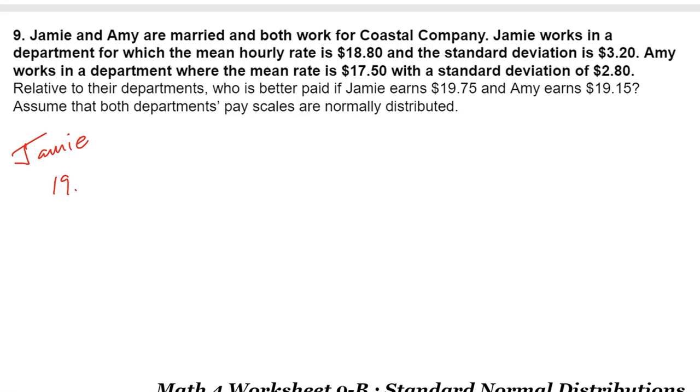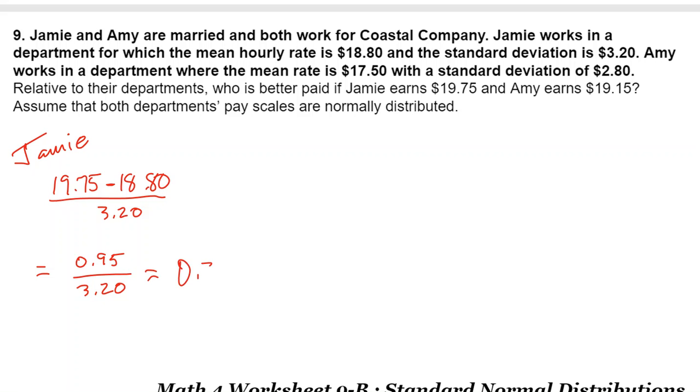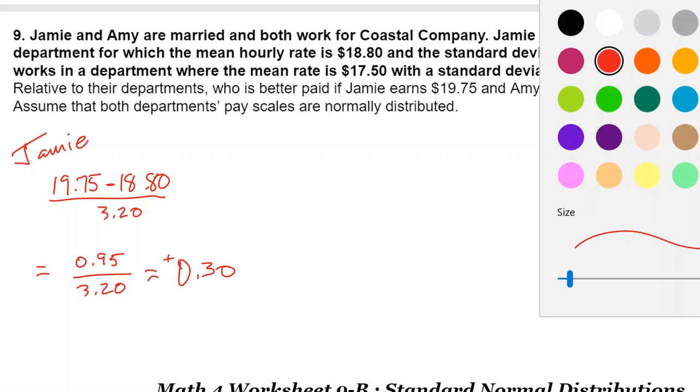Jamie makes $19.75 an hour, and the mean is $18.80, and the standard deviation is 3.20. Now that's going to be 95 cents to the good over 3.20. And that's going to work out to be about 0.30 as far as a z-score is concerned.